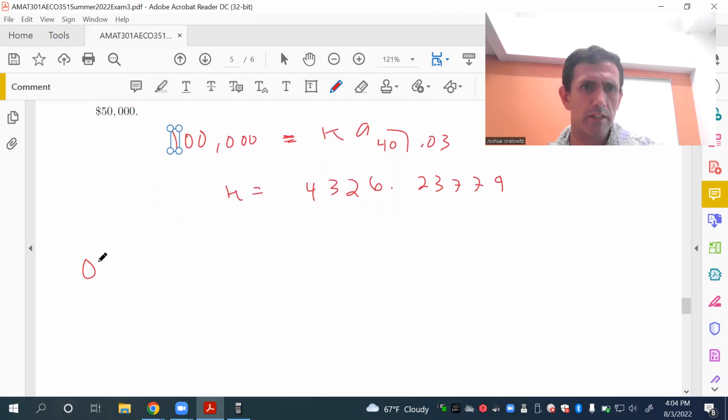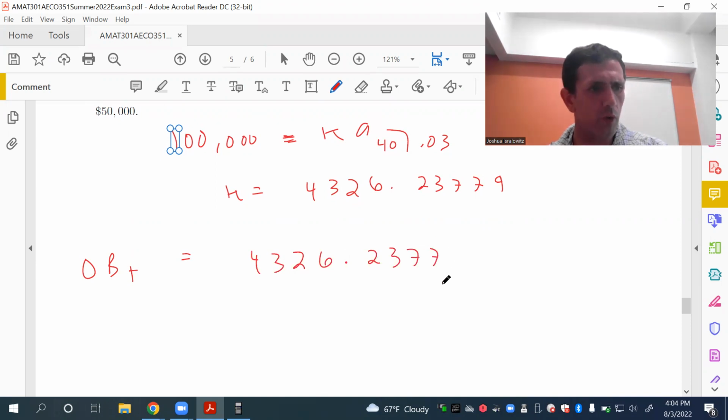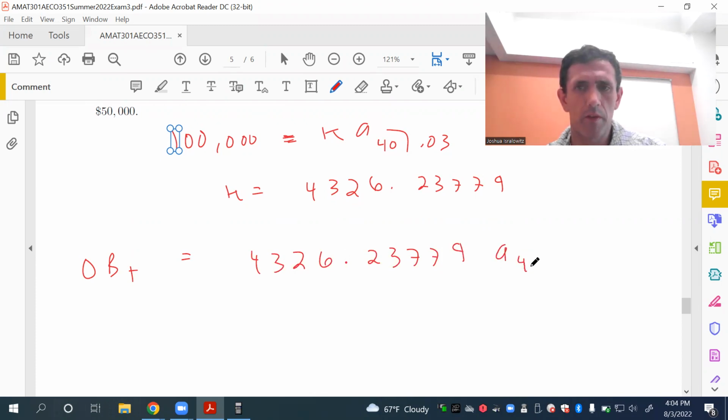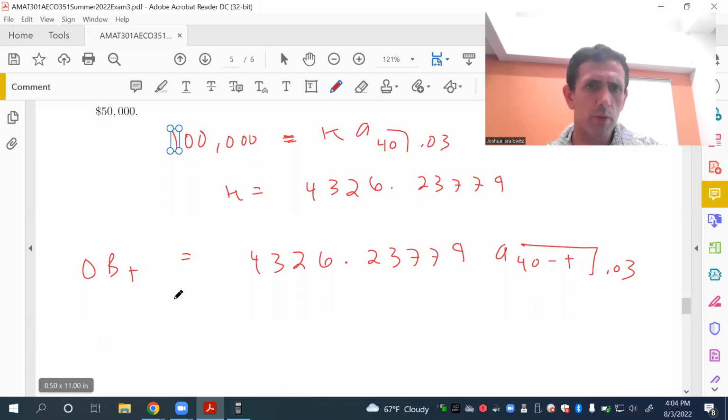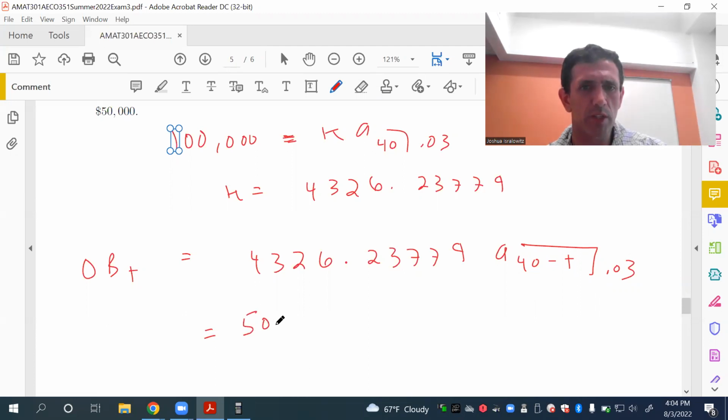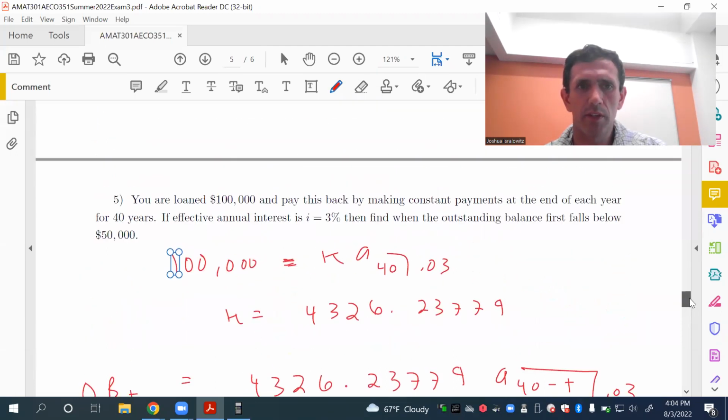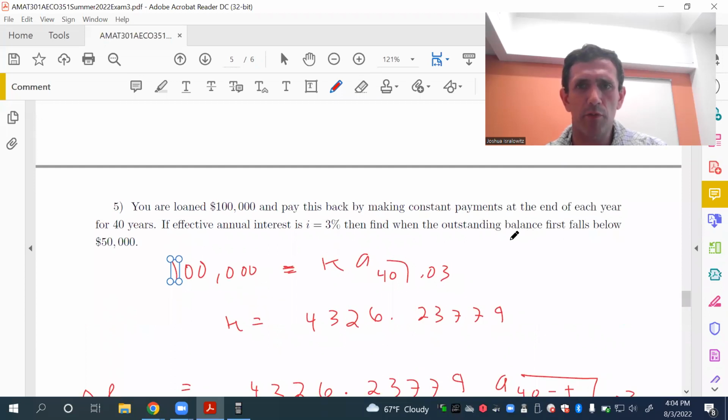All right, so constant payments, constant principal. So the formula is 4,3. It's a payment. You could also use the other formula. It's not really any harder. So it's N minus T. N is 40 at 0.03. So what we're doing is we're setting this to be 50,000. We're finding when the outstanding balance first falls below 50,000.